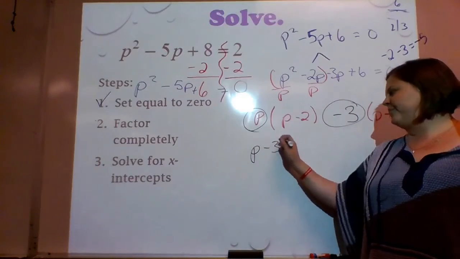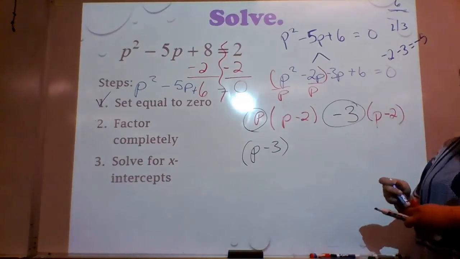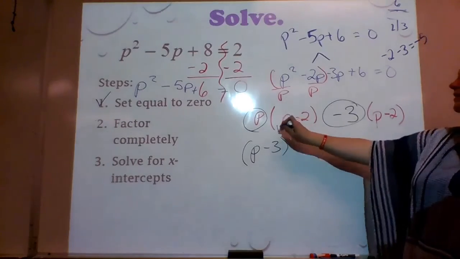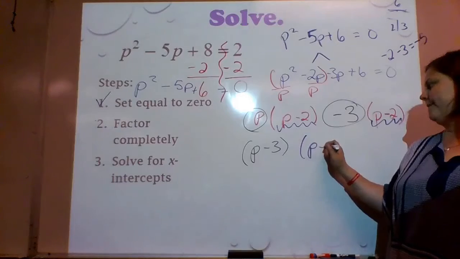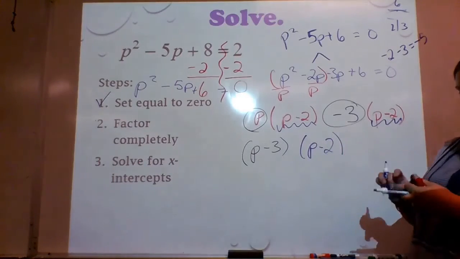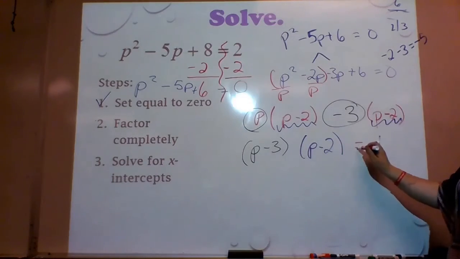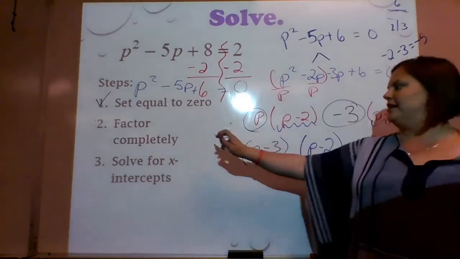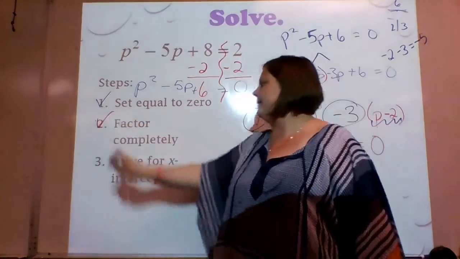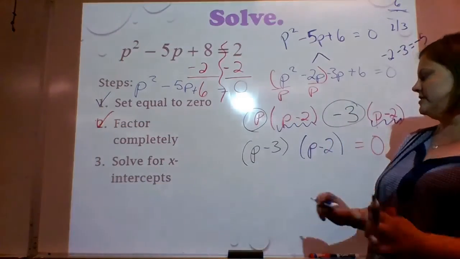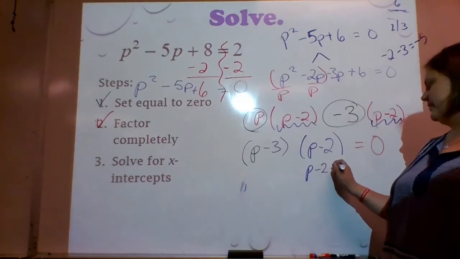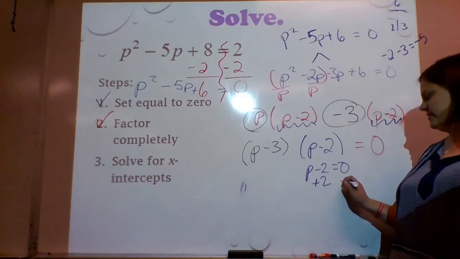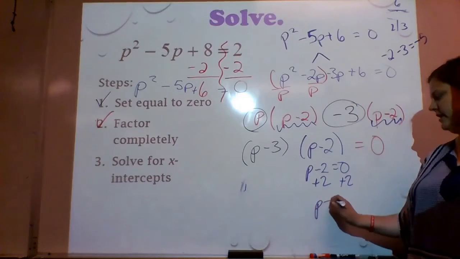And then I'm left with this guy here, the GCF. And the whole thing itself still equals 0. So I have factored completely. Check. Now I need to solve for those x-intercepts. P minus 2 equals 0. I'm going to add 2 to both sides. P equals 2.